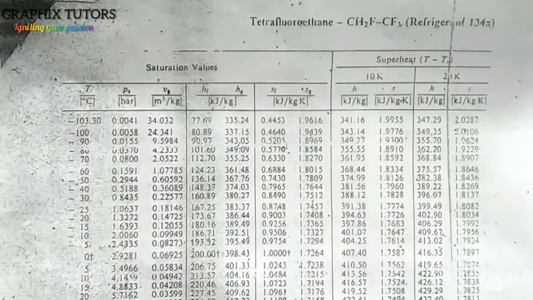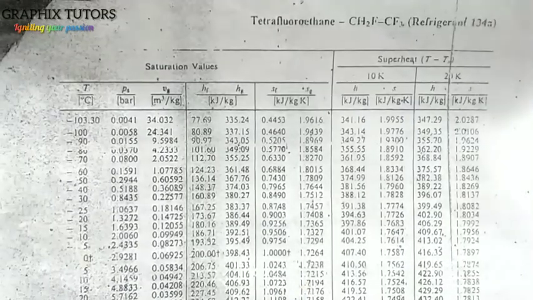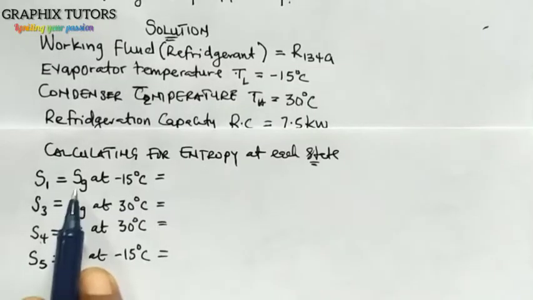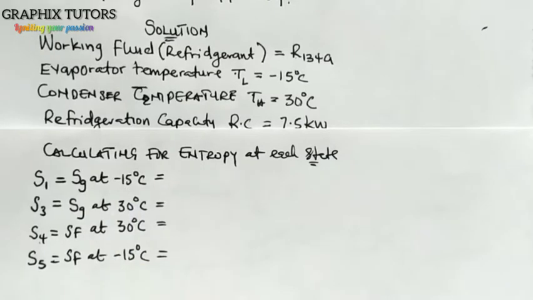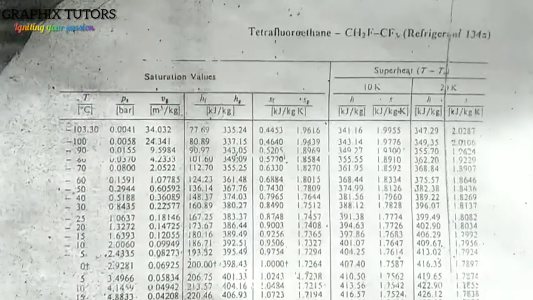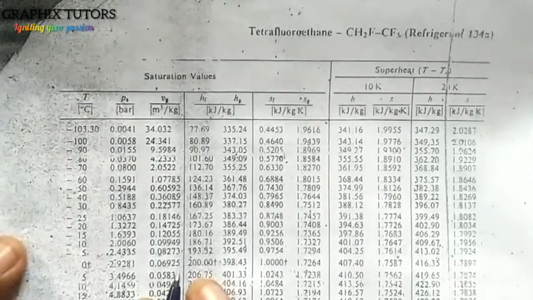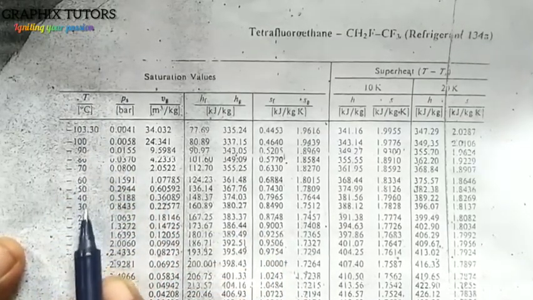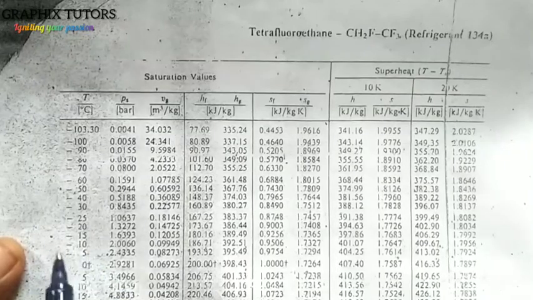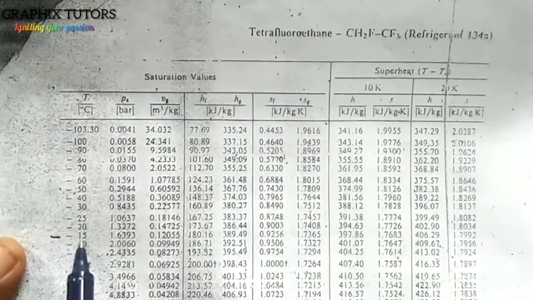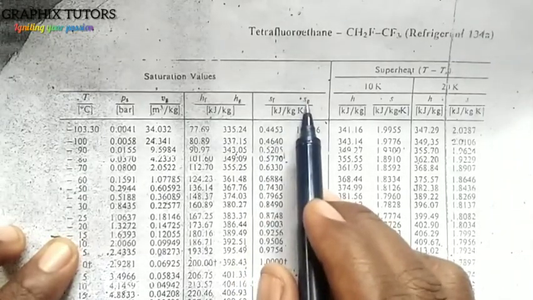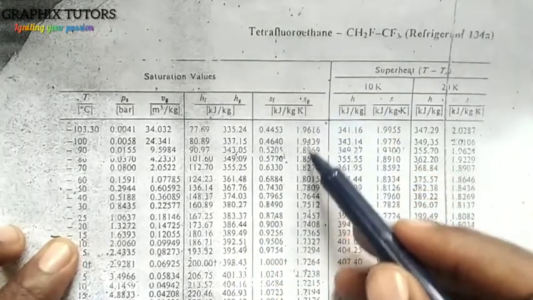Now what we are looking for actually is Sg at minus 15. Let's see that again. Sg at minus 15. So you now go on your steam table and search for the temperature of minus 15 on this bar here. If you are coming down, this is minus 15 here, right? So you trace it to Sg. This is Sg here. So you trace it down.